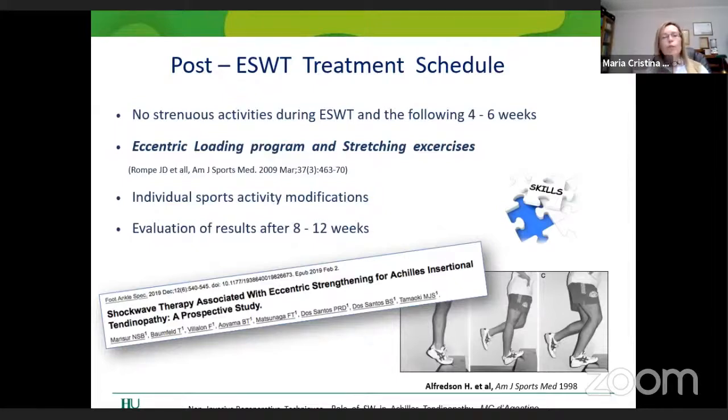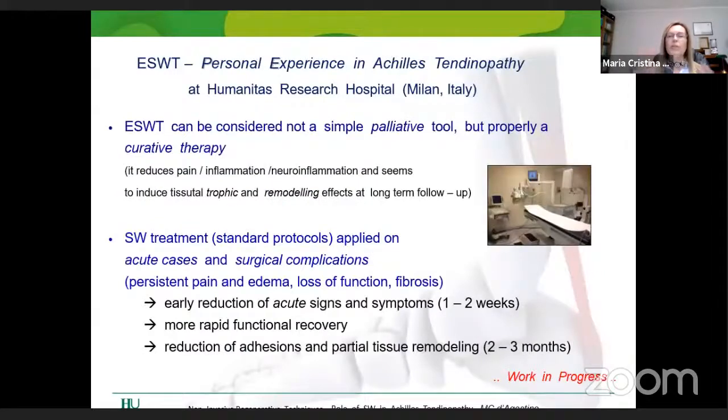So you have to tell the patient to take care not to do strain exercise for the following 4 weeks, including exercise in sport activity. You have to modify sports activity if you have a high level athlete, and the evaluation of the results is not immediate, it is after at least 8 to 12 weeks. Only in this way can you have the best results.